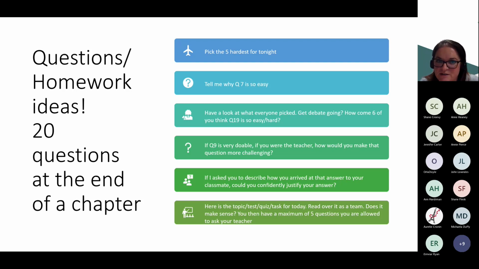Another example, question 9 is very doable. If you were the teacher, how would you make that question more challenging? And the last one there I love: read over the topic or test or quiz for the day as a team. Does it make sense? You have a maximum of 5 questions you are allowed to ask your teacher about this task.